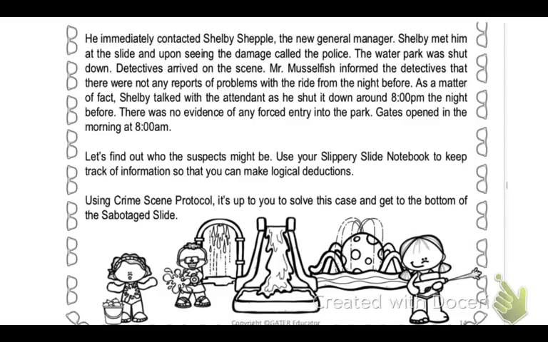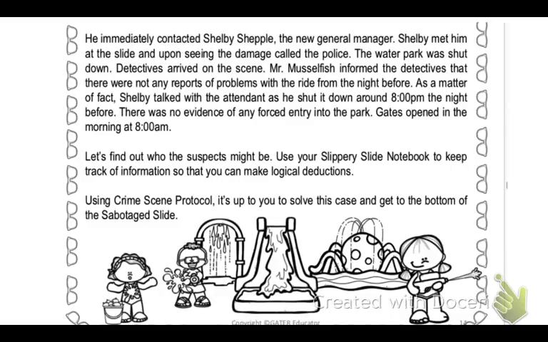He immediately contacted Shelby Sheppel, the new general manager. Shelby met him at the slide and upon seeing the damage called the police. The water park was shut down. Detectives arrived on the scene.